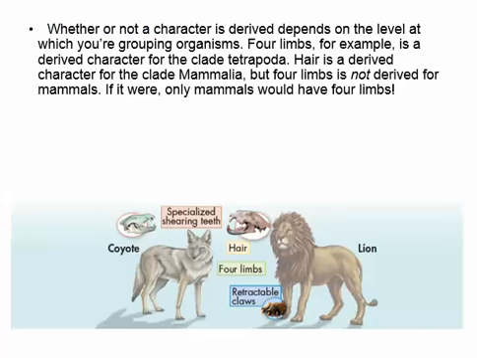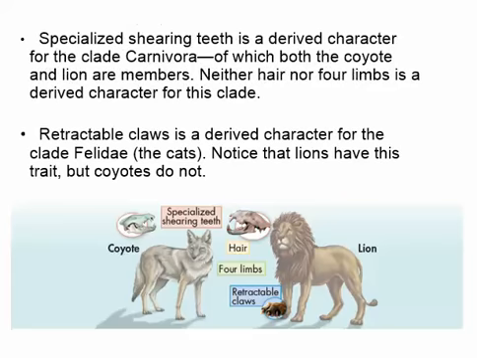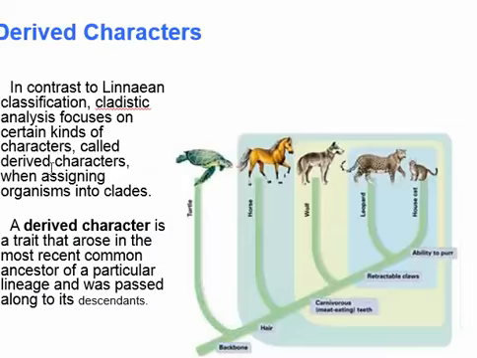So whether or not a character is derived depends on the level. So for example, let's look at this right here. A derived character is going to be the one that arose in the most recent common ancestor for the lineage. So the derived character for horses would be hair. The derived character for wolves would be the carnivorous meat-eating teeth. The derived character for leopards would be retractable claws. It's always the derived character right before it branches off.